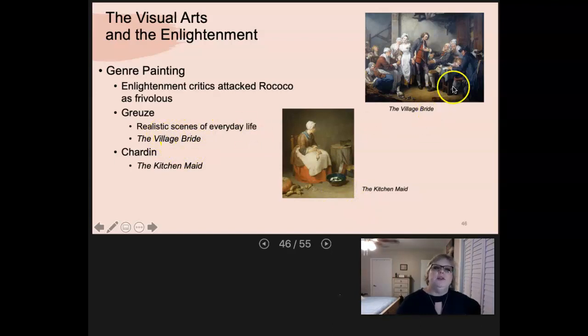For example, The Village Bride, okay? This is a young woman and she's at the age where it's time for her to be married. And so you've got people vying for her hand. She is the village bride. And this one by Chardin is The Kitchen Maid. You see her life is very different maybe from someone in this situation. She's paused during this daily task to look off into space, right, and take a little break.